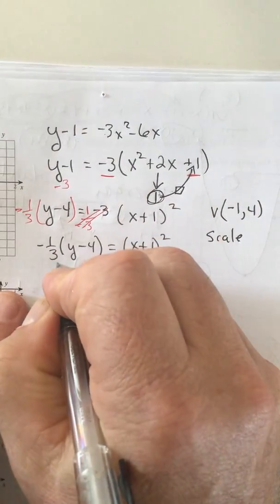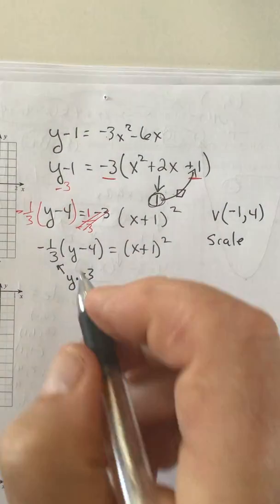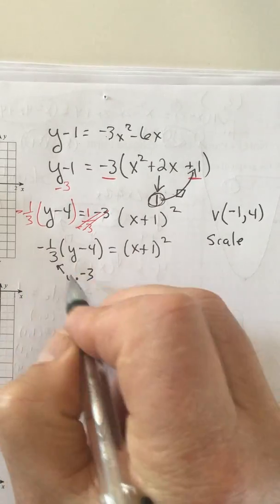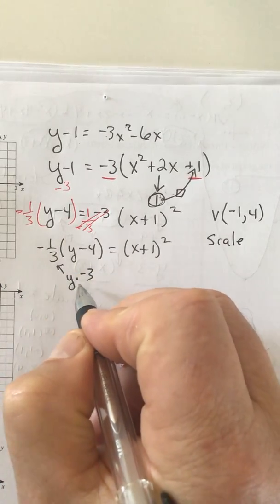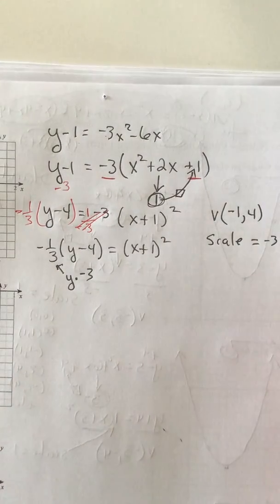The scale factor is the y's are going to get multiplied times negative 3. We're trying to make this go to positive 1, so the multiplicative inverse is negative 3. So all the y's are multiplied by negative 3. So the scale factor is negative 3.